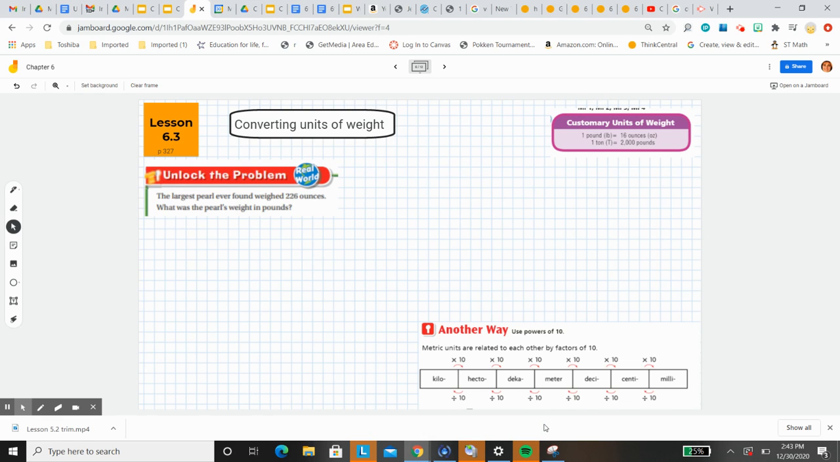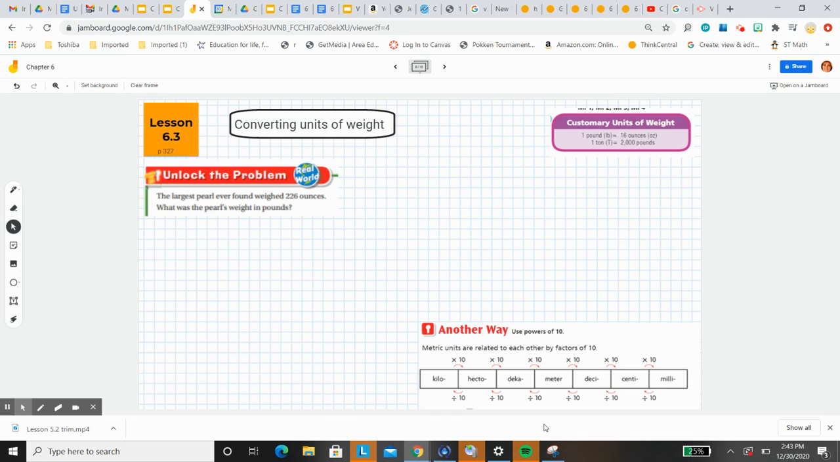All right, boys and girls, we're on page 327 today, lesson 6.3. We are going to be converting units of weight. All right, so we've done length, we've done capacity, now we are doing units of weight. So that's like ounces and pounds.